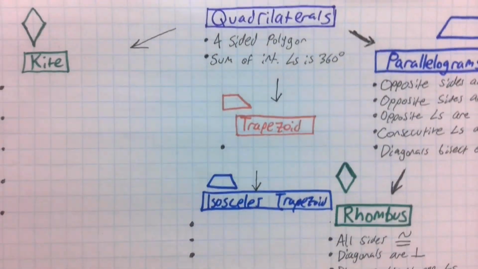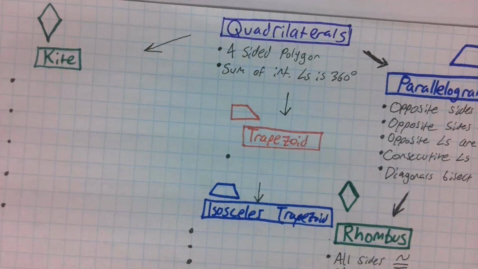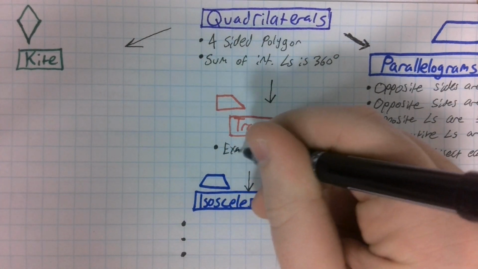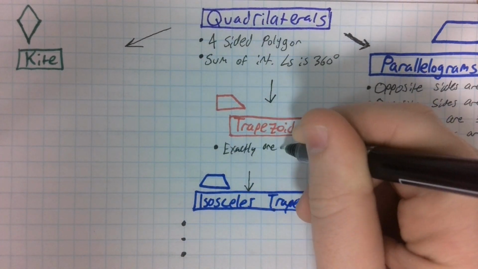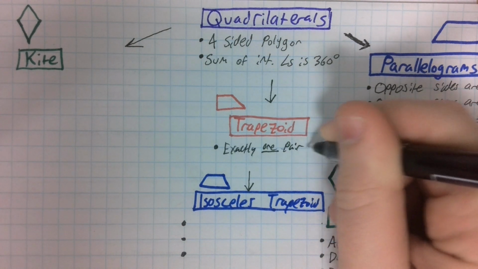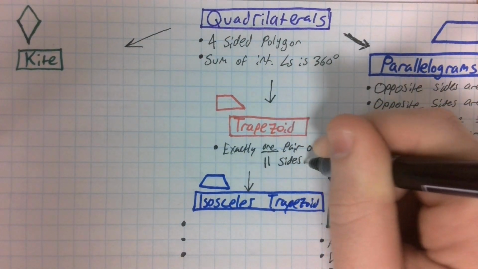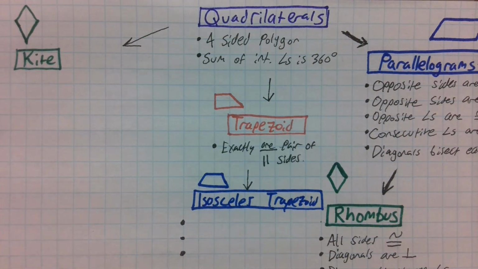So what's a trapezoid? Well, a trapezoid only has one restriction, one thing which says that it must be a trapezoid. That is that it has exactly one pair of parallel sides. As long as it has just one pair and not two, it is going to be a trapezoid.